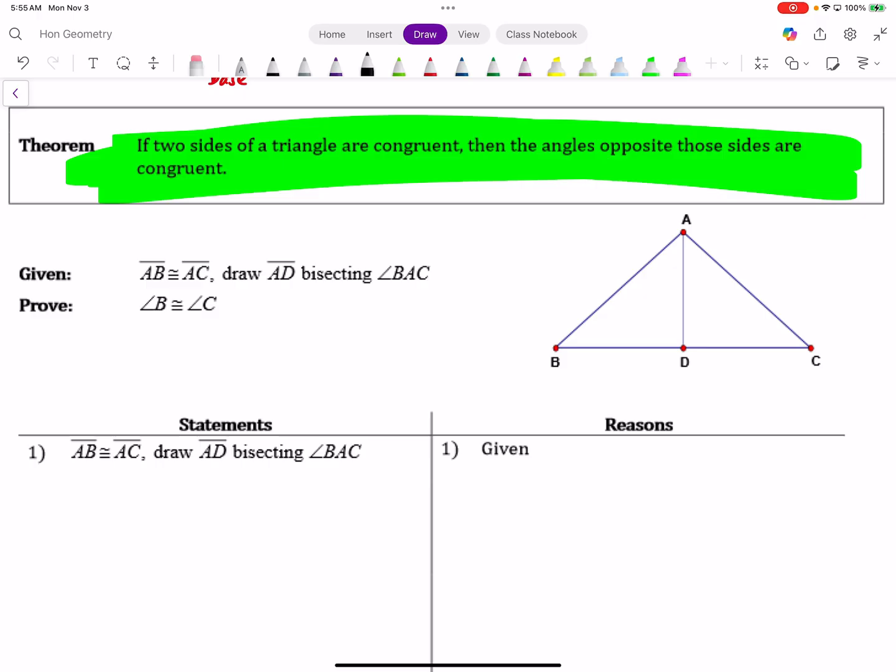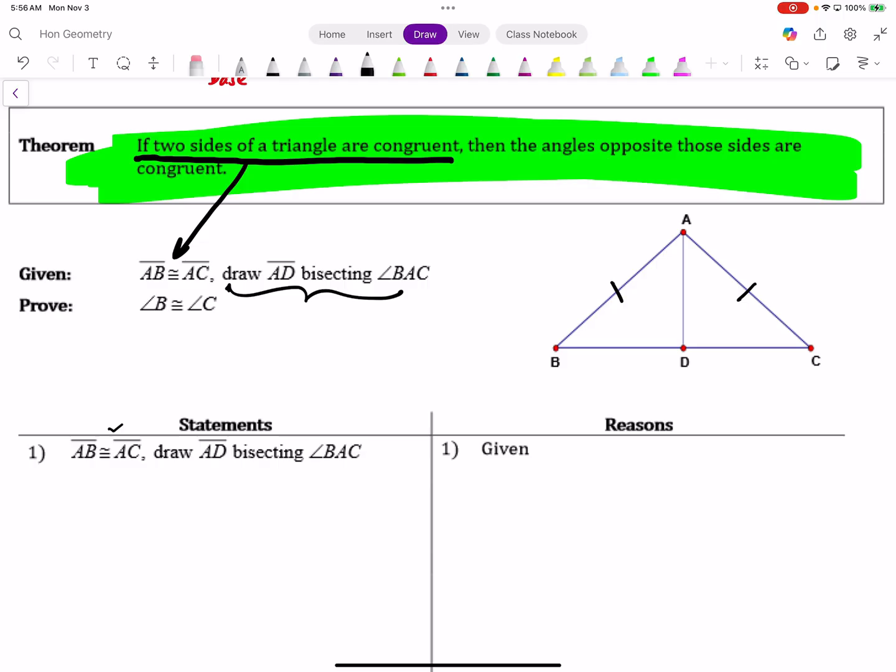So we're going to take a triangle, say triangle ABC. If two sides of that triangle are congruent, so we're calling AB and AC the two congruent sides, and we draw in this segment AD that bisects angle BAC. Now that was not in the theorem. All it said in here was if two sides of a triangle are congruent. That took care of this part. We're putting this in so that we can actually prove the conclusion.